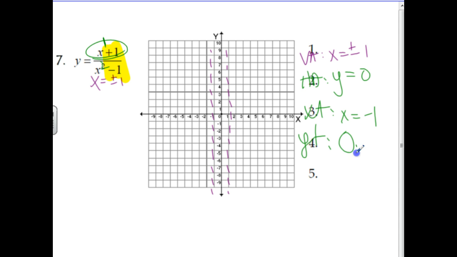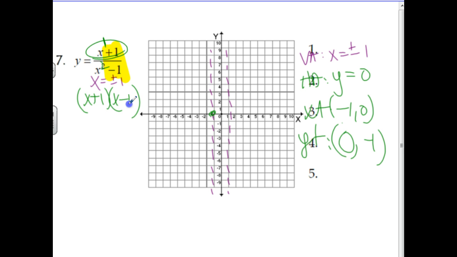Oops. These should be points. So this one should have been a point. Let's actually make it. The x-intercept is negative 1, 0. So there. Oh, no, it's not. Because you can't cross dad. I forgot. I knew something was wrong because you have a point on dad, which is impossible because we can't cross dad.